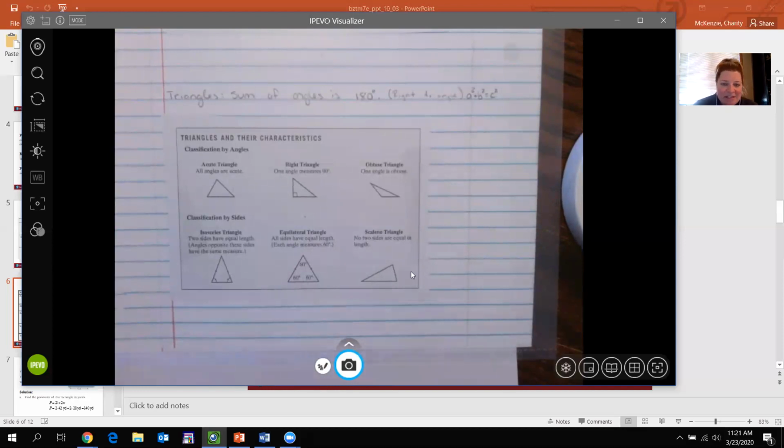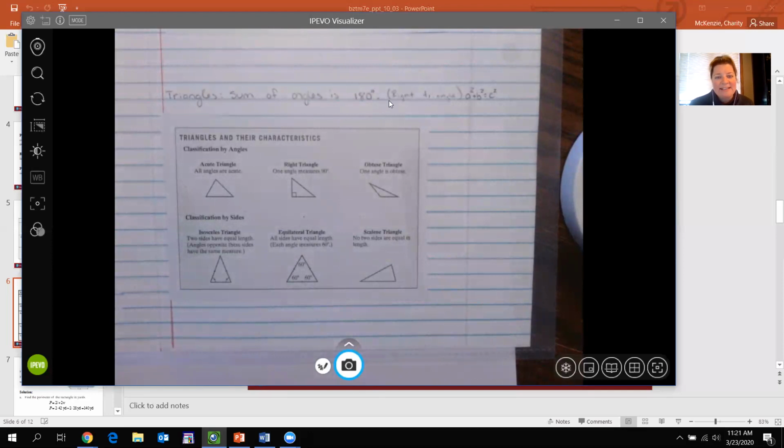Okay, scalene means no sides are the same. So these classifications are all by sides. Equilateral, all the sides are the same. Scalene, none of them are the same, and isosceles, two of them are the same. So I wanted to bring up those triangle classifications because I think it's important to understand, especially the right triangle. Okay.